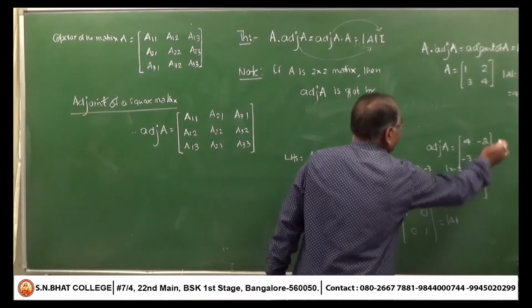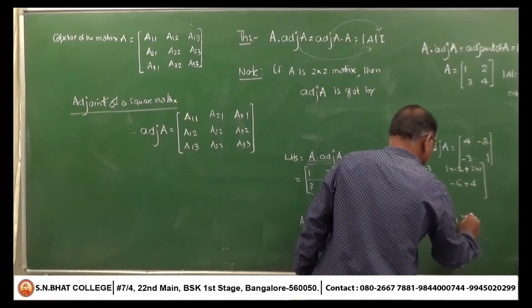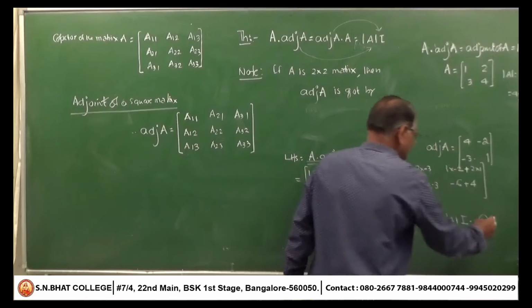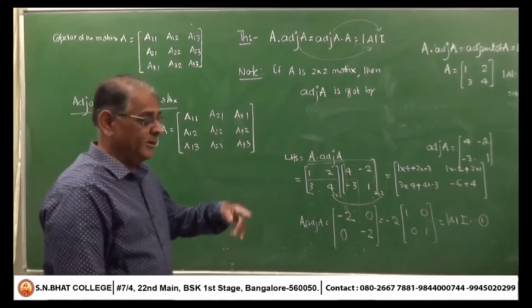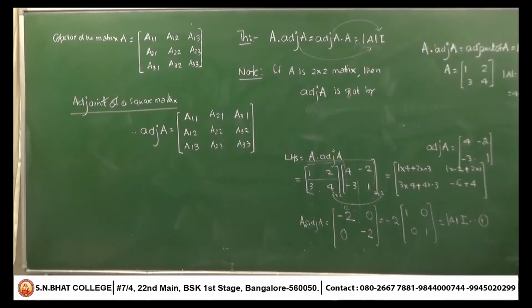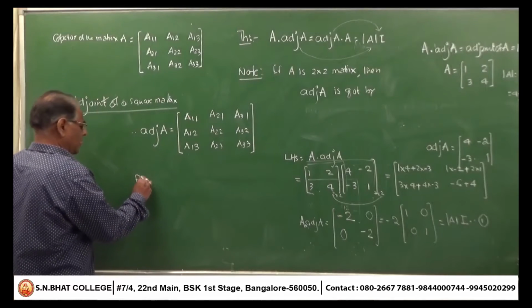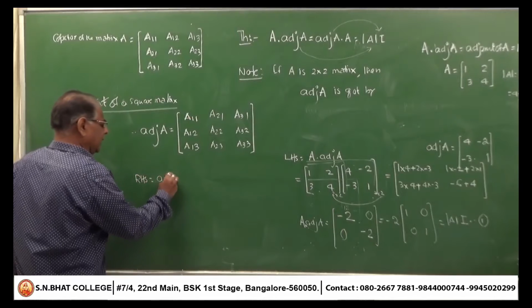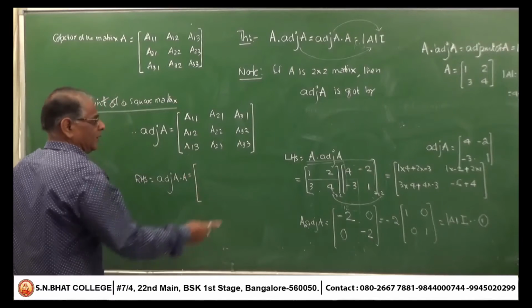Minus 2 is nothing but determinant of A. 1, 0, 0, 1 is nothing but I. Result number 1: we have shown that A into adjoint of A is determinant of A into I. We have calculated the left hand side. Right hand side is adjoint A into A. I have to show that this is also equal to determinant of A into I.